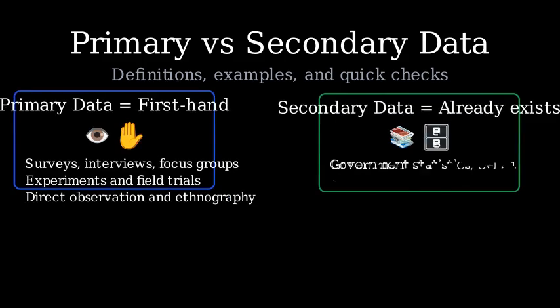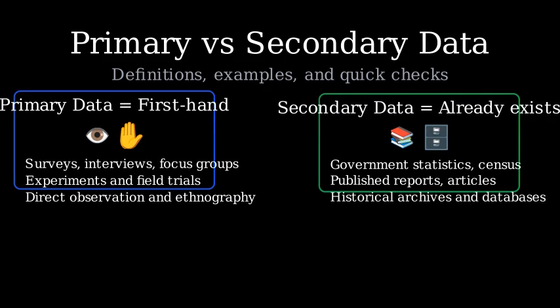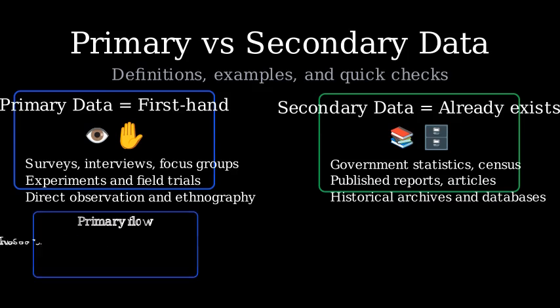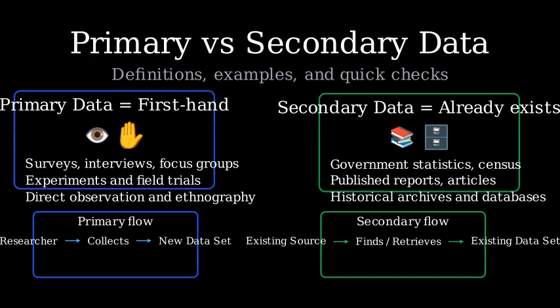Let us build an intuition with two visual tiles. Here is a simple flow to lock in the difference. On the left, the researcher designs a survey, collects responses, and produces a data set. On the right, the researcher finds an existing data set that was collected earlier for a different study. Now, a quick multiple choice.